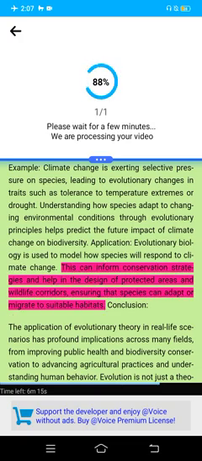This can inform conservation strategies and help in the design of protected areas and wildlife corridors, ensuring that species can adapt or migrate to suitable habitats. Conclusion.